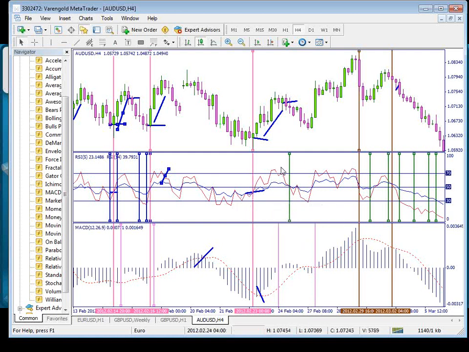So if we had one signal for buy from the crossover RSI, it was confirmed by MACD. In this area, probably we consider that we maybe can close that buy. So the first signal that we can close that buy order was here, and in this area we have the signal for sell coming from RSI and also from MACD.